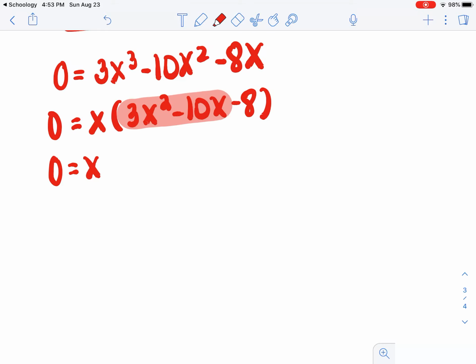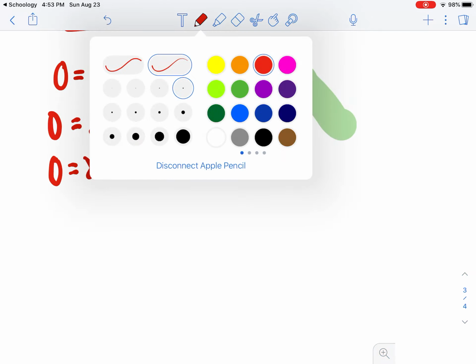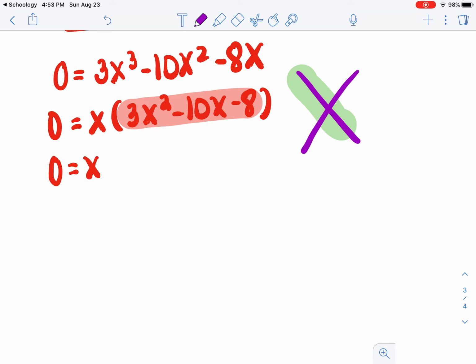Keep factoring. So I have 0 equals x times. So now I need to factor 3x squared minus 10x minus 8. I'm going to do it in a different color just so that it doesn't get lost here. Okay, so I'm looking for two numbers that multiply to give me negative 24 and add to give me negative 10. So people accidentally use negative 6 and negative 4. But that doesn't multiply to give you negative 24. It's negative 12 and 2.